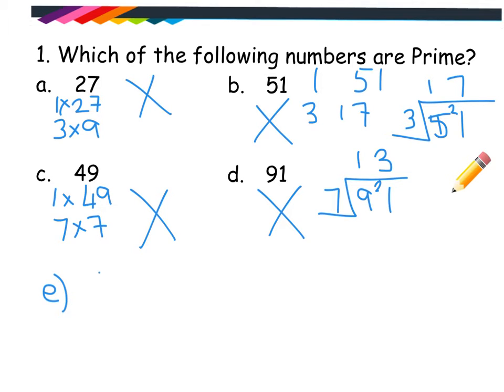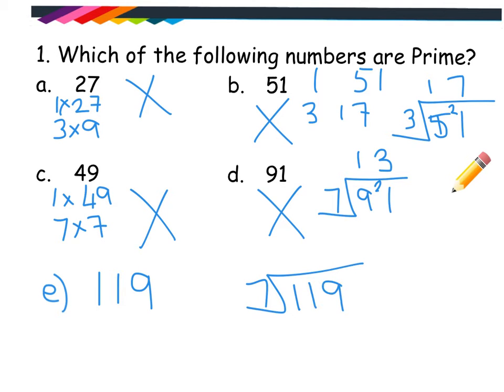What about the number 119? Does it divide by anything? It's certainly not in any of the times tables we know very easily. We're going to check, does it divide by 3? Well, 120 would divide by 3, so it doesn't divide by 3. Does it divide by 7? Let's have a wee look.